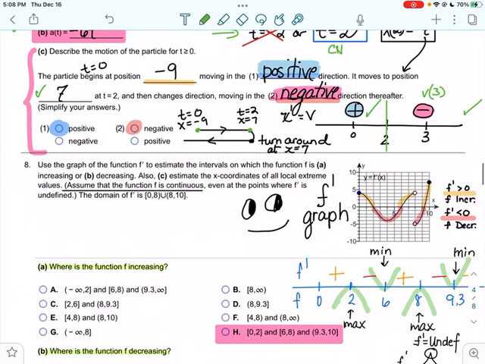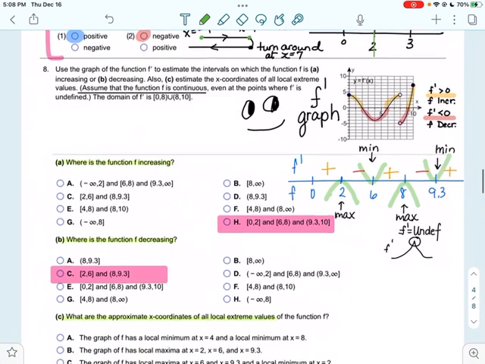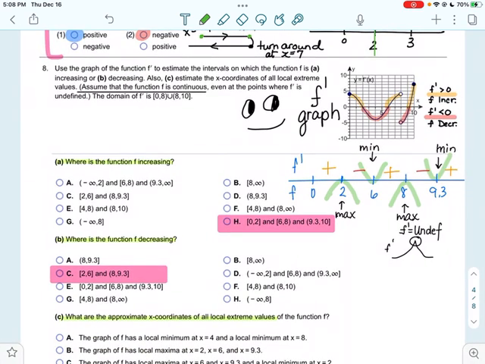Okay, so number 8, use the graph of the function to estimate the intervals on which f is increasing or decreasing. Also estimate the x-coordinates of all local extrema. Assume that the function is continuous.